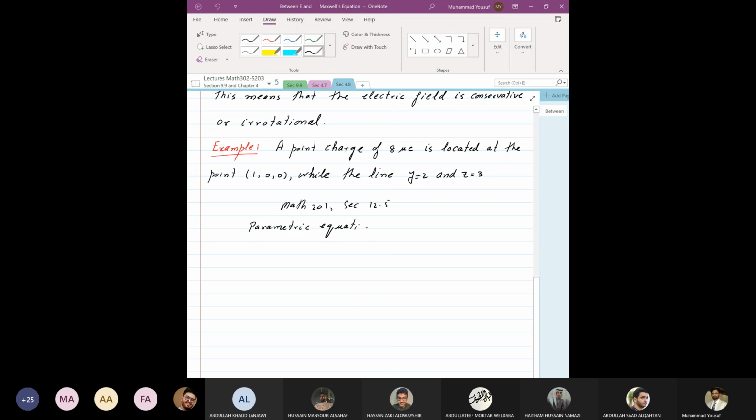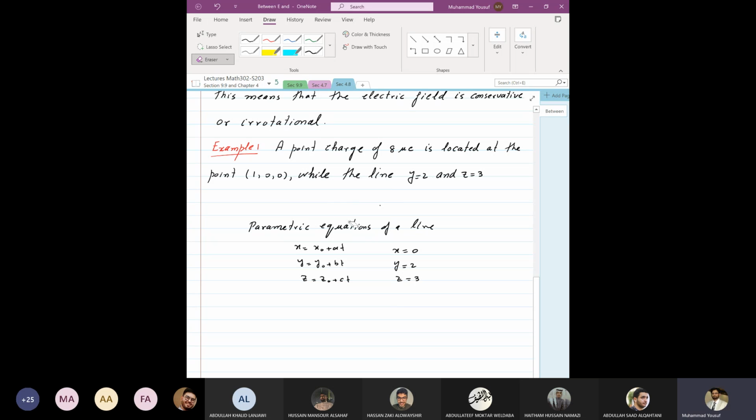Parametric equations of a line. If you remember, we write x equal to x naught plus at, y equal to y naught plus bt, z equal to z naught plus ct. Now, how are y equal to 2 and z equal to 3 here? We have x equal to 0 plus 0t, y equal to 2 plus 0t, z equal to 3 plus 0t. So these are parametric equations.